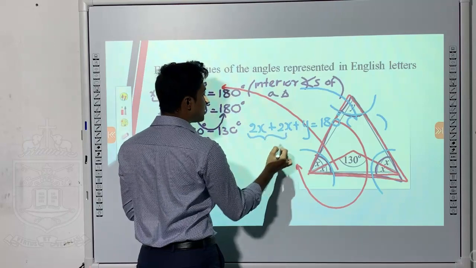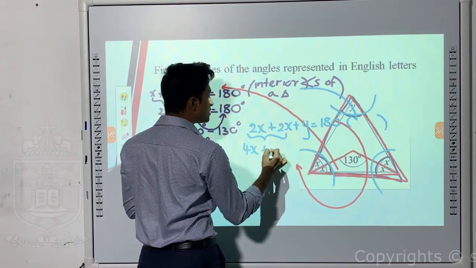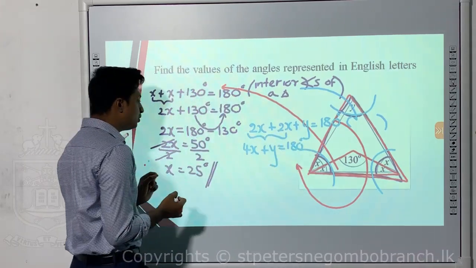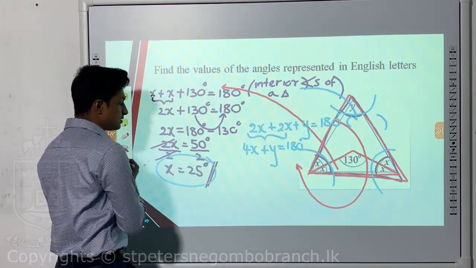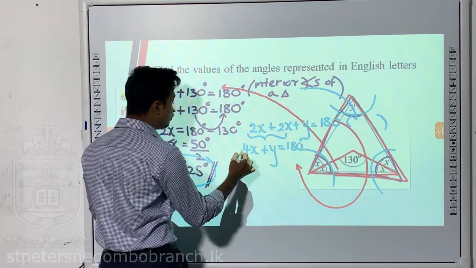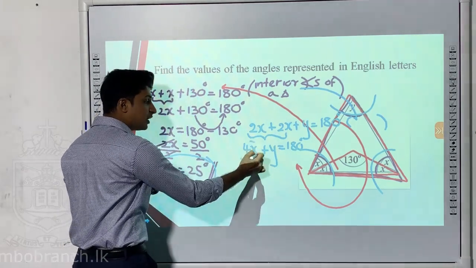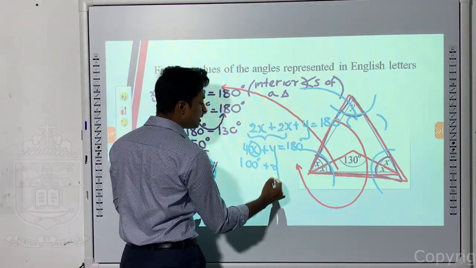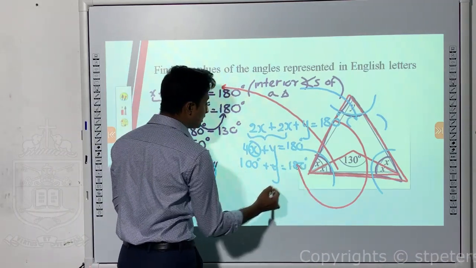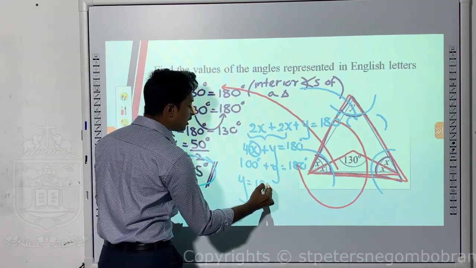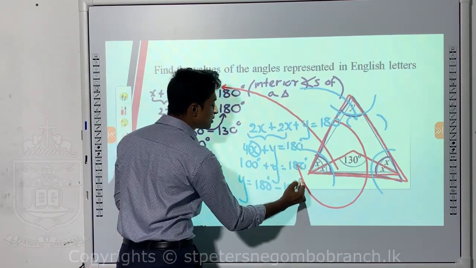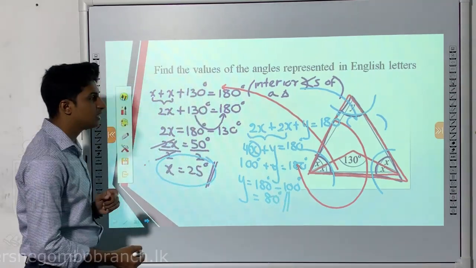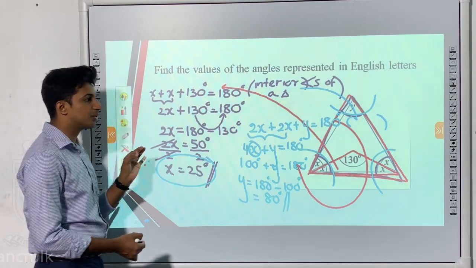Then 2x plus 2x will be 4x. So 4x plus y will be equal to 180. You already know the value of x, that is 25. So 4 times 25 is 100. So 100 plus y equals 180. Then y is going to be equal to 180 minus 100, that is 80 degrees. Okay. So check from the very beginning. Once more I'm going to explain.